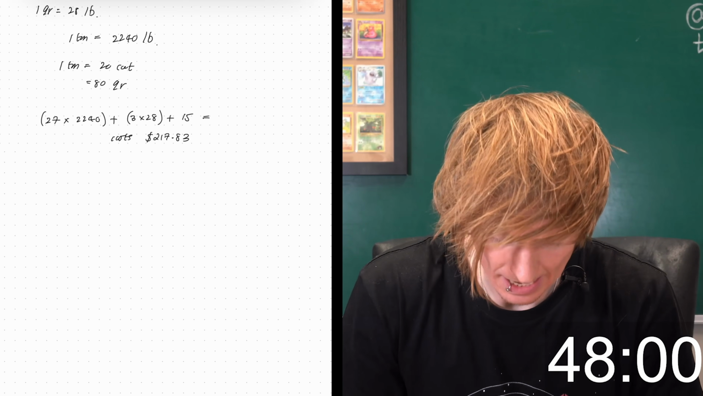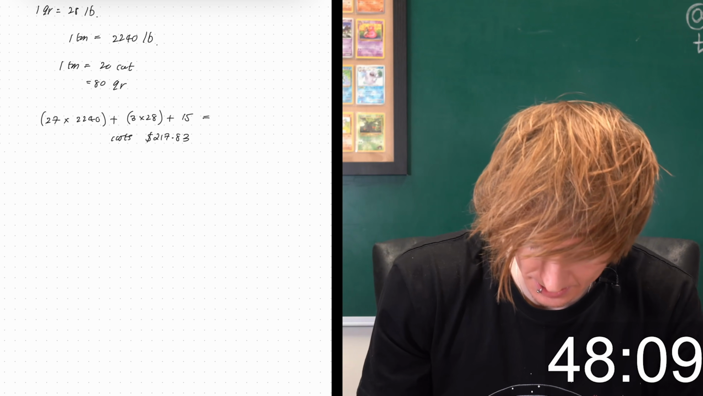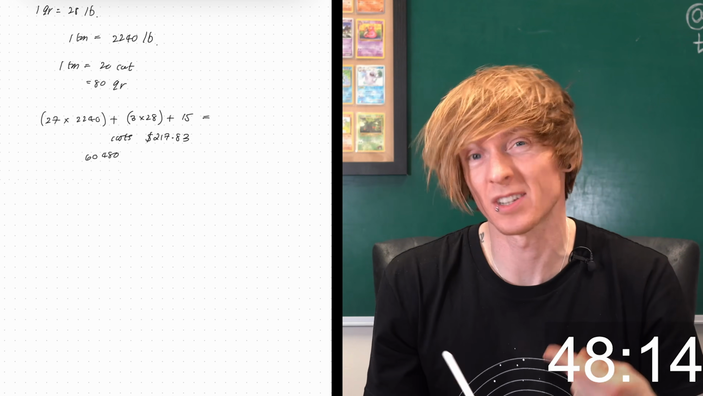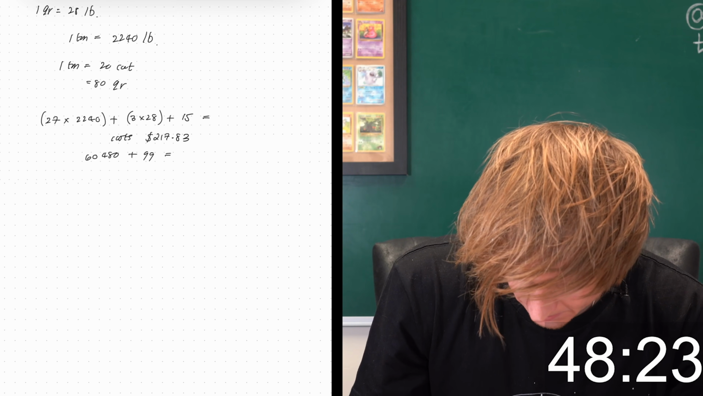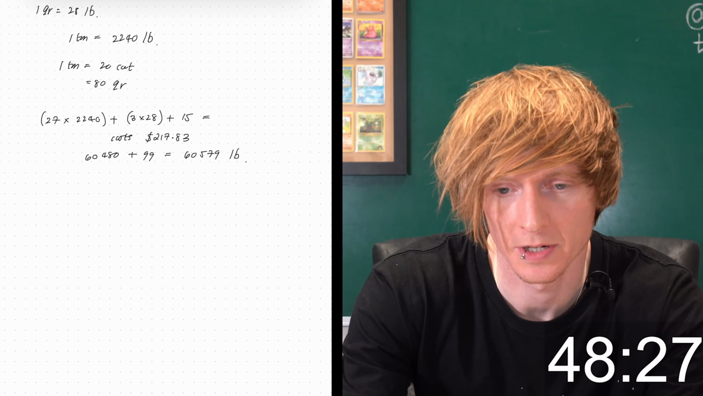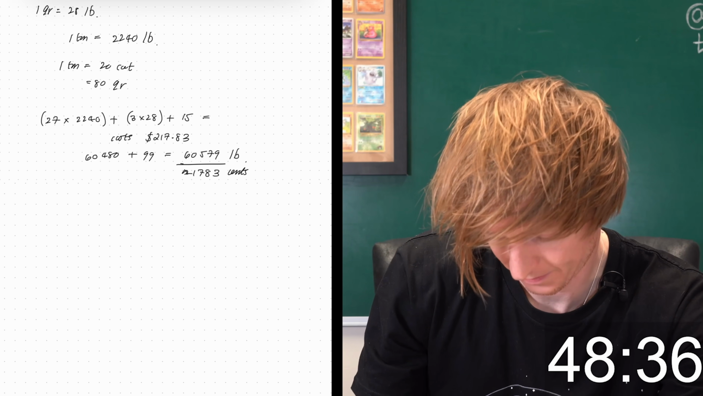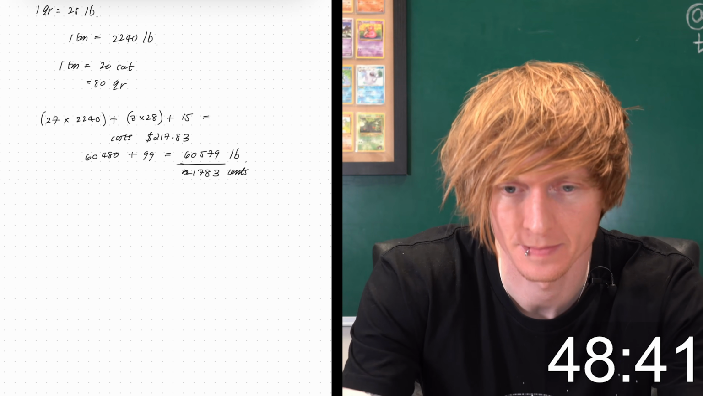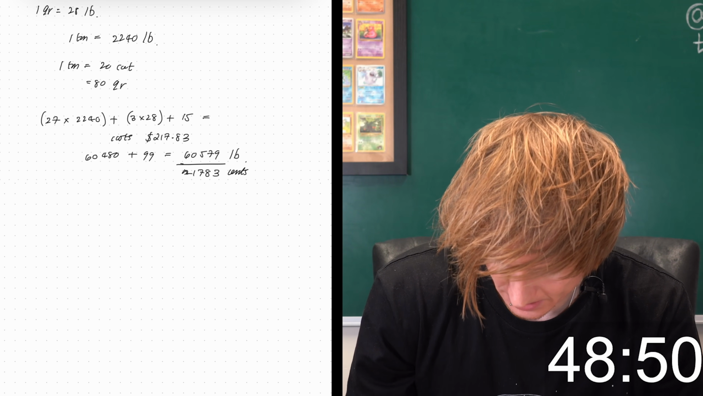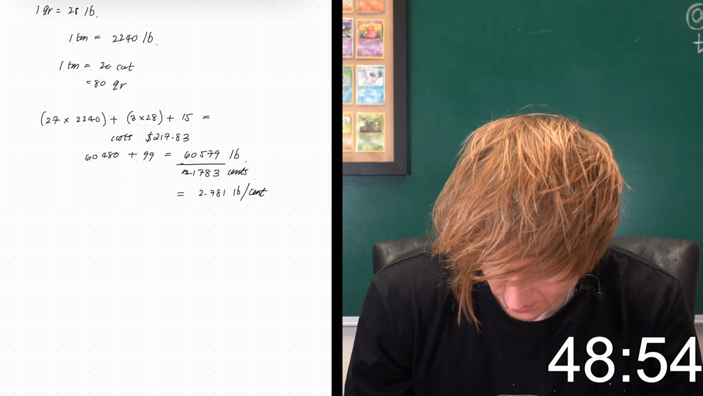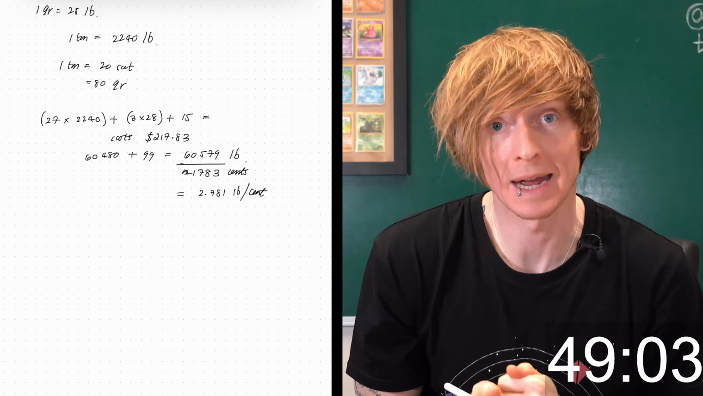So, using a calculator, let's work this out. 27 times 2240 is 60,480, plus 3 lots of 28, which is 84, plus 15. So that's 60,579 pounds. So what's the cost per pound? We'll do it in cents: 60,579 divided by 21783 cents equals 2.781 pounds per cent. So for a cent you get 2.7 pounds of coal.